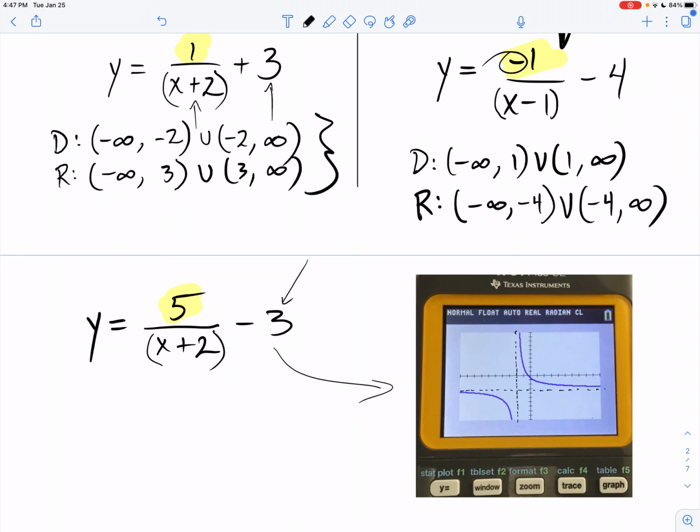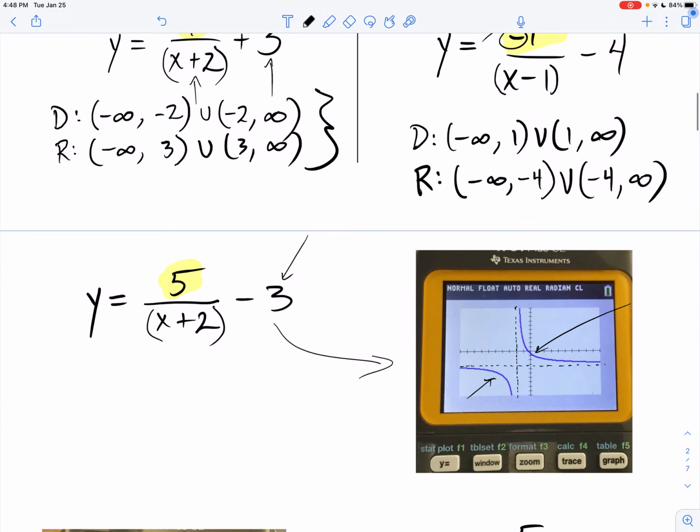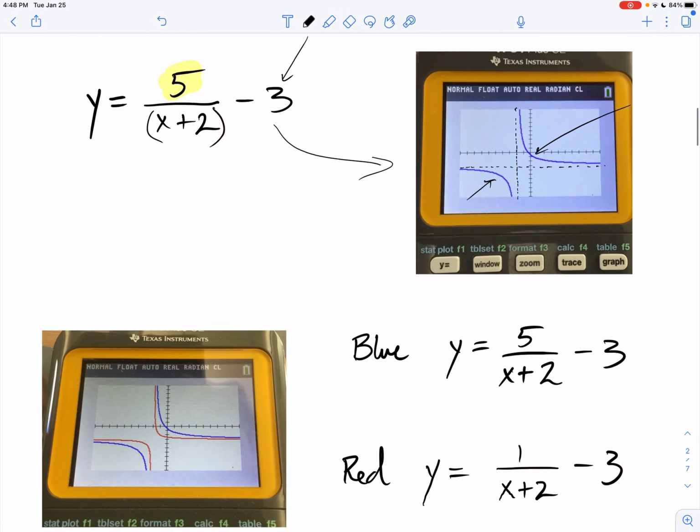Well, here's the thing. We are still sketching graphs. We're not making tables of values. Also, this is just my graphing calculator drawing the picture for me. But what I wanted you to see is, what is the difference if that top number is something like 5 compared to a number like 1. So let's take a look.